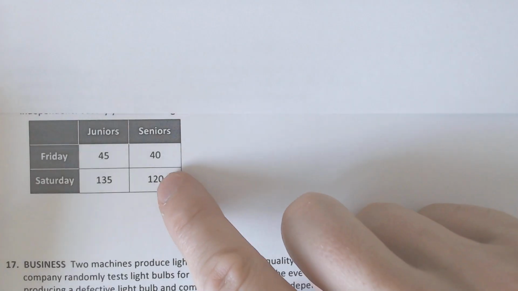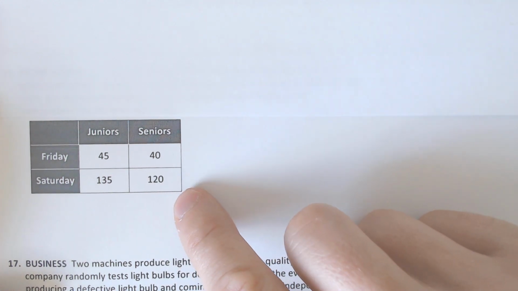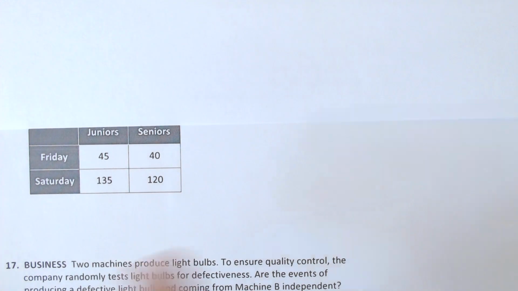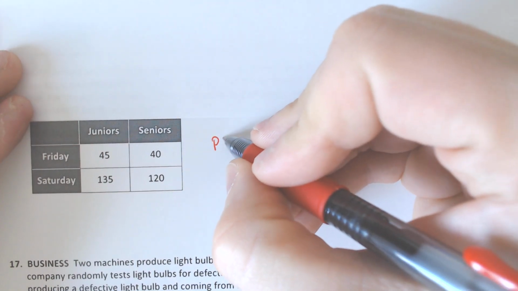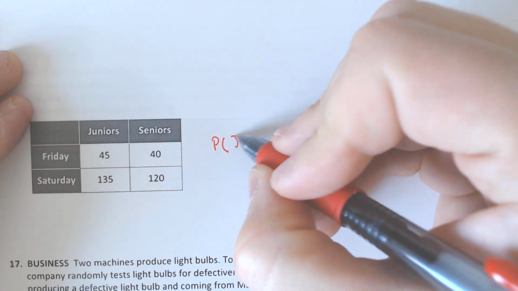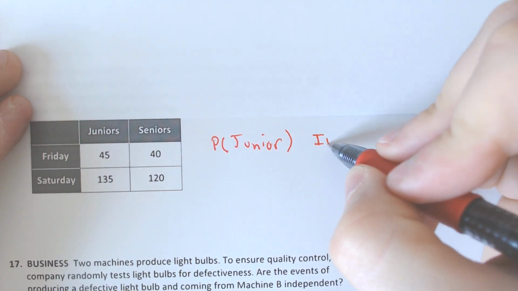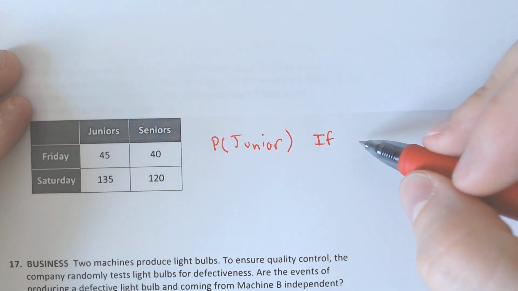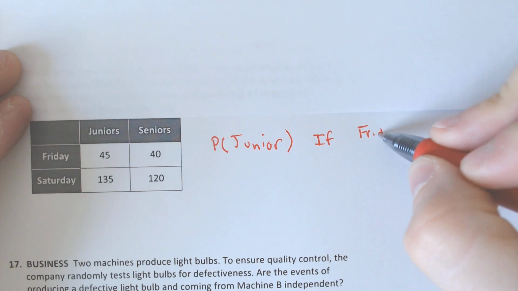Today we're going to be dealing with conditional probability and two-way frequency tables and things like this. So let's say you're given a problem like this where you're just given this two-way frequency table and it says find the probability of you being a junior if, or given, you were at school on a Friday.